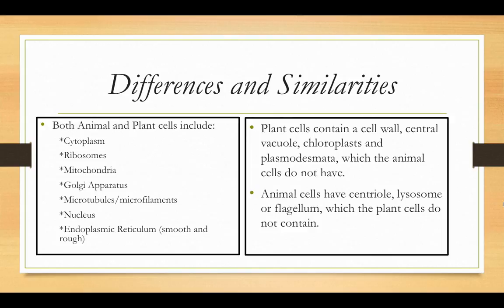So yeah, the left box has all the things that both cells have, and the right box shows you what has what and what doesn't have this.